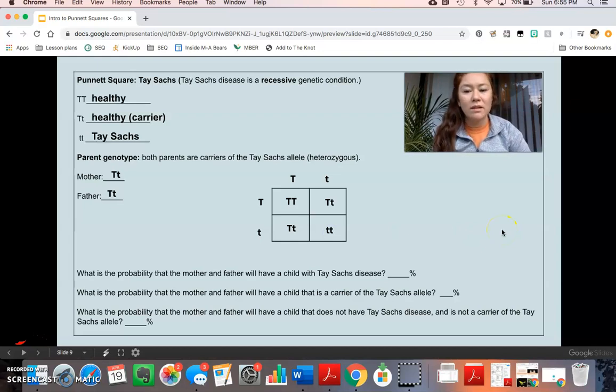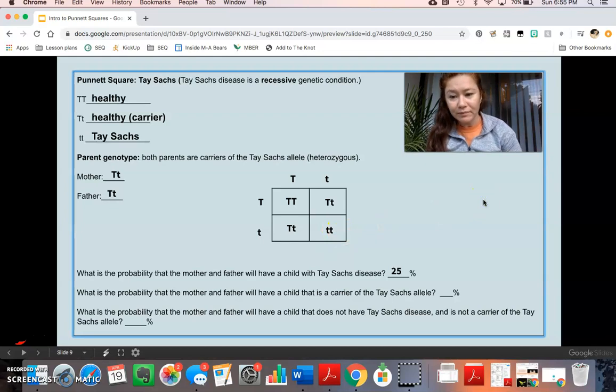So the question is, what is the probability that the mother and father will have a child with Tay-Sachs? The number of outcomes of interest are the kids with Tay-Sachs, and there's only this one because this is the only genotype that results in Tay-Sachs. So that would be 1/4, or 25%.